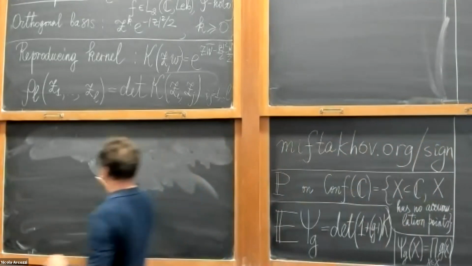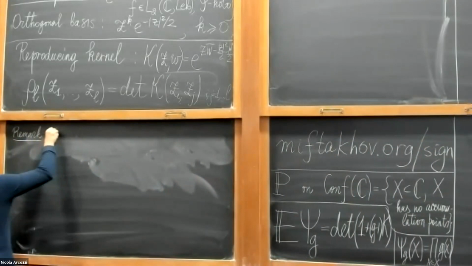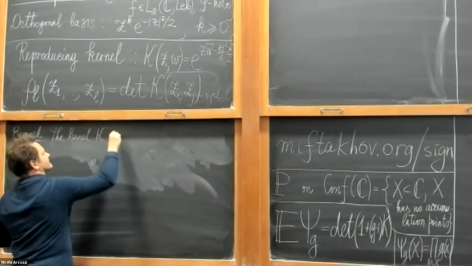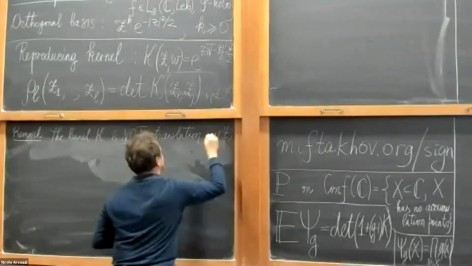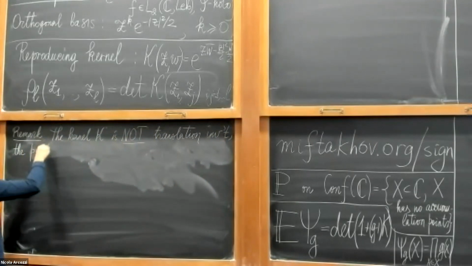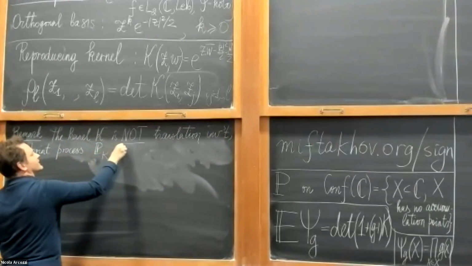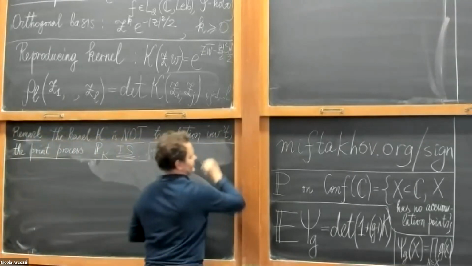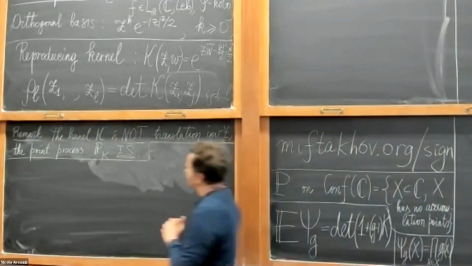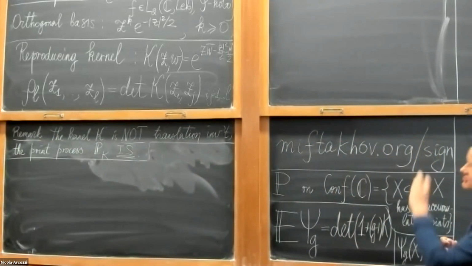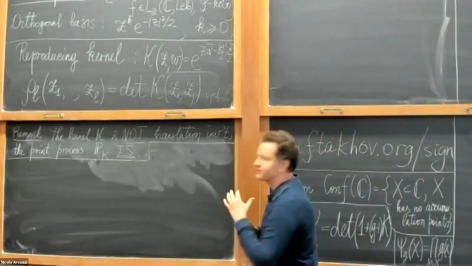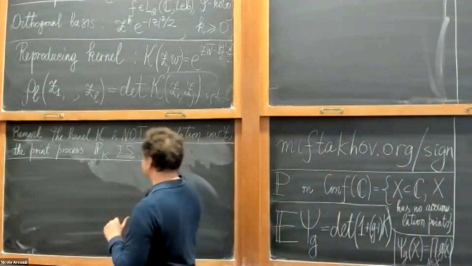The kernel K is not translation invariant. The point process P_K is translation invariant, so there are several symmetries. Of course, there is also rotational invariance for this point process. So all the isometries of C act on this process, just as the isometries of the Lobachevsky plane acted on the process that we considered yesterday, the process on the disk. So this point process is translation invariant.